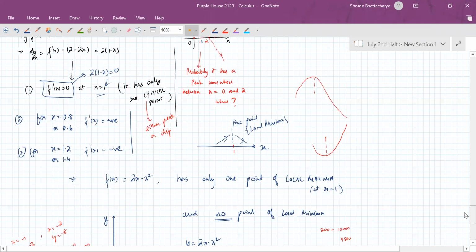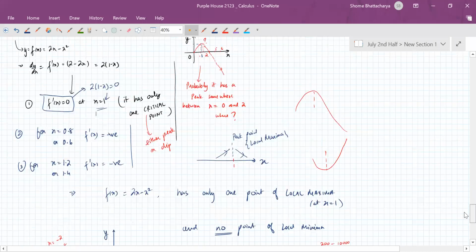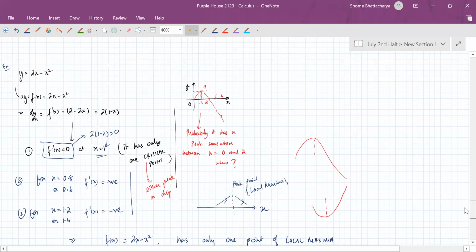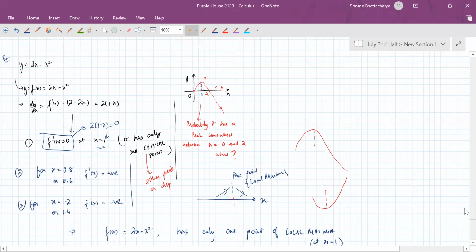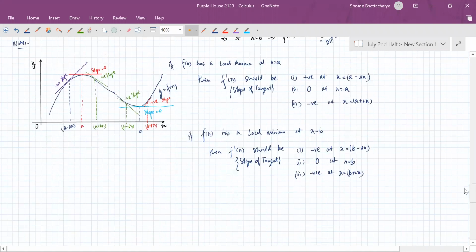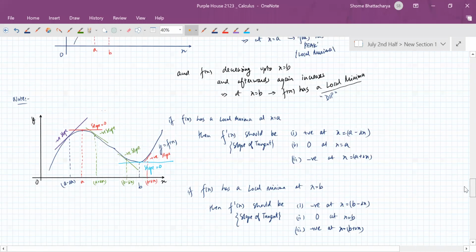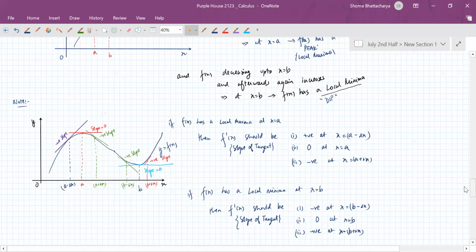Sir, one second, can you scroll up one second? Sir, a little bit more to see some previous thing. Yeah. Okay, sir, done. You can go to the original page. Okay.